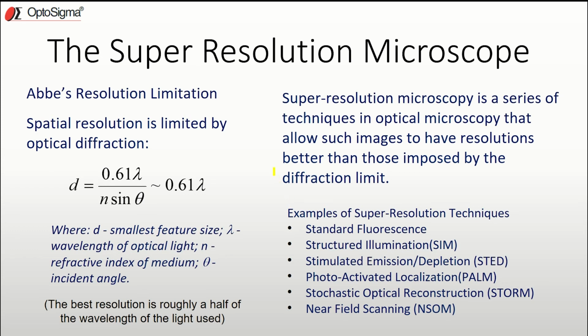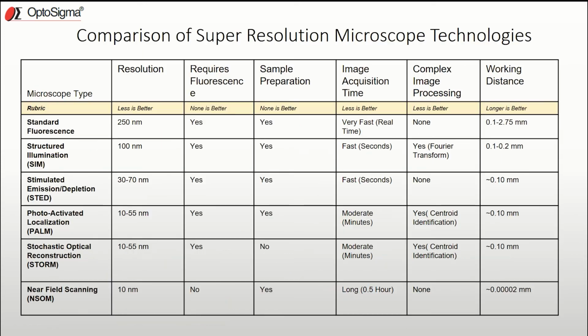Now that we've covered the beginnings of super-resolution microscopy, let's look into the details of some of these techniques. Here we have a nice table showing many of them. It's ordered from worst to best resolution. At the top, here's a rubric that I've added, identifying the attributes of the numbers. For resolution, less is better. For some of these other terms, it tells you which is the preferred way to go. For many of these, you can see the resolution range. For standard fluorescence microscopy, it's around 250 nanometers, and for near field scanning, you get down to 10.